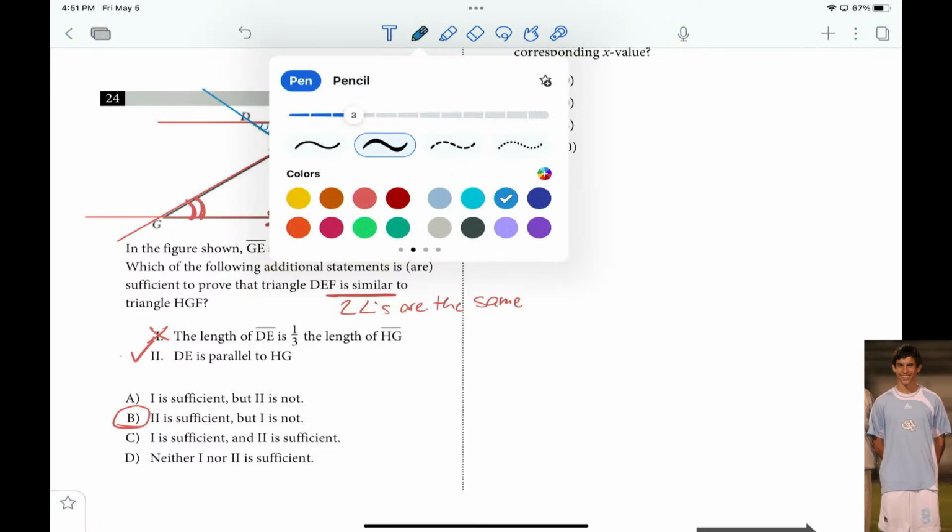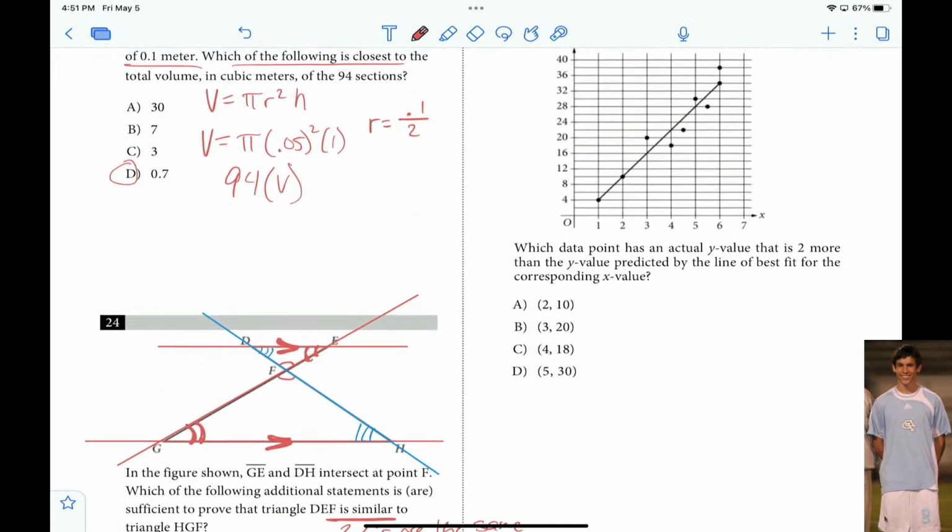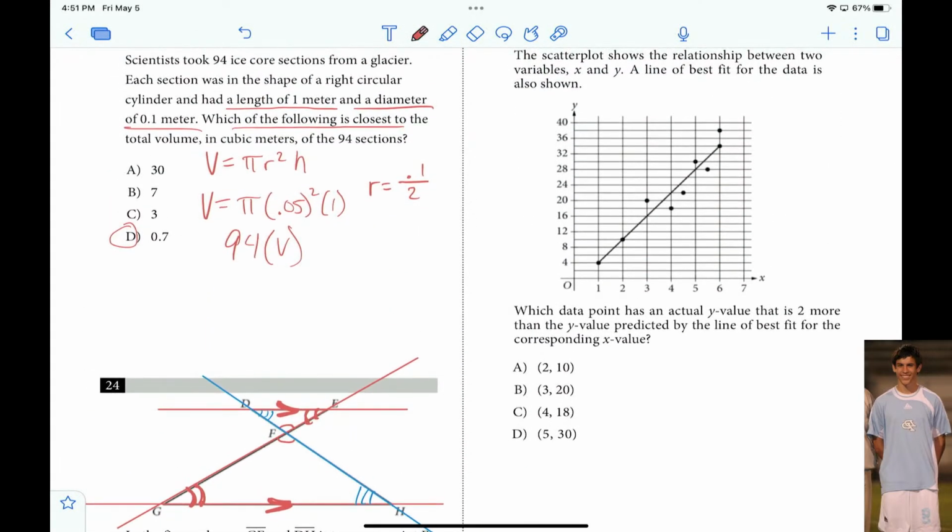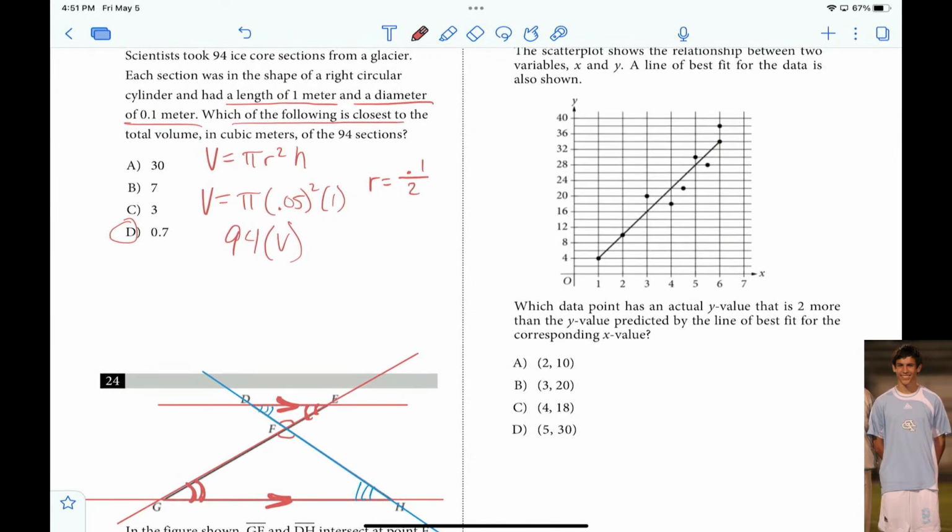So again, similar triangles means that the angles are the same. The sides will be proportional, but usually with similar triangles like that question, you can ignore the fact that sides will be similar to each other. But congruent triangles is where we really think about the sides and the angles. So congruent triangles have to be same sides and angles. Similar is just same angles.